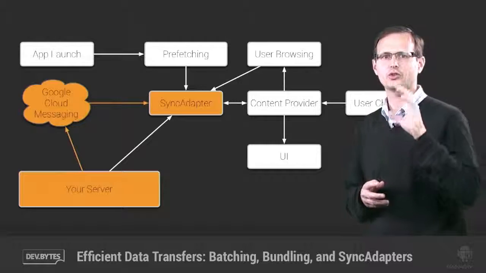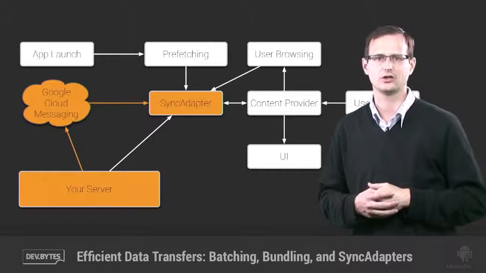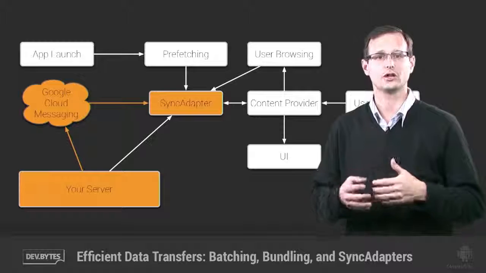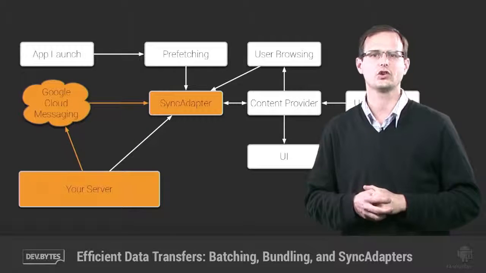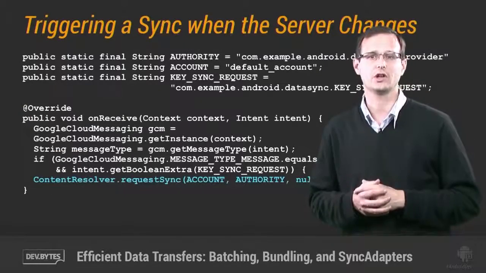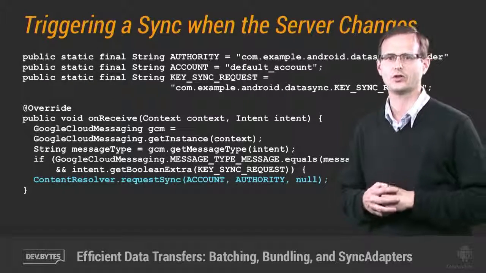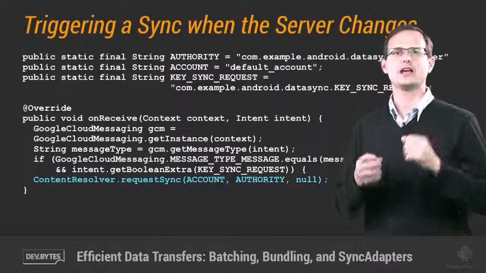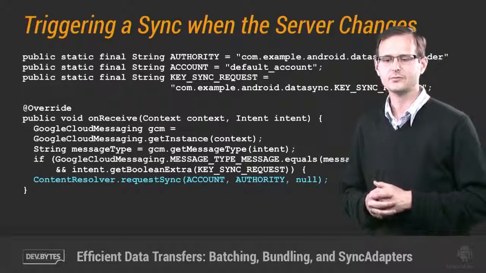The best approach is to rely on server pings, notifying your app that there is new data to download. Using Google Cloud Messaging, which I'll explore in more detail in another DevByte, you can notify each installed instance of your app that it needs to sync with the server. Simply listen for an incoming GCM message notifying you of new data becoming available, and call request sync specifying the appropriate account and authority. This eliminates the need for any client-side polling while maintaining constantly up-to-date client data.